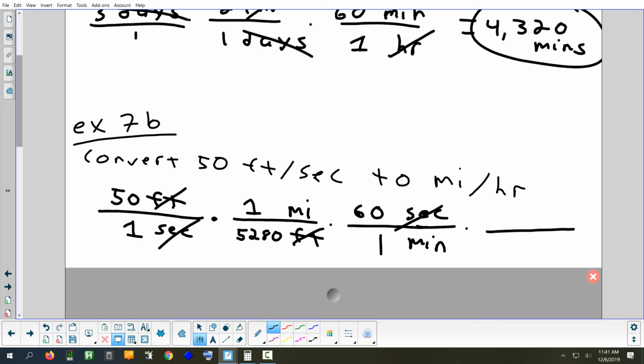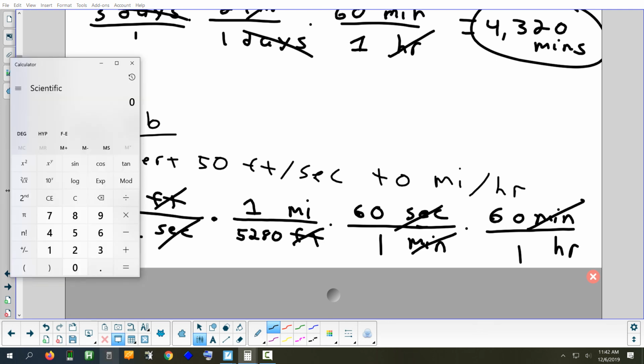Okay, if we want to get minutes to hours, where's minutes going to go in the last fraction? Yep, in the top. Hours in the bottom. 60 minutes in an hour. Let's look at our last unit. Minutes. Miles in the top, hours in the bottom. Perfect. Now let's do that out and see what we get.